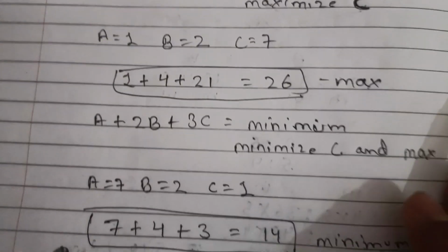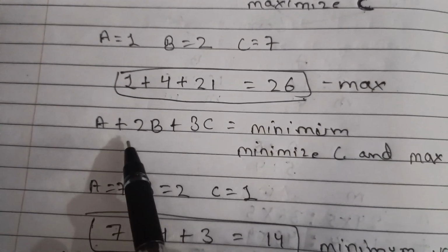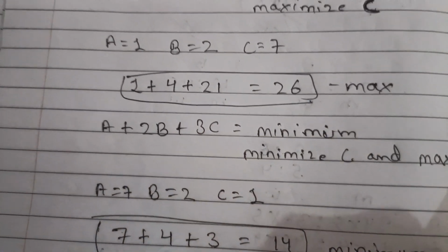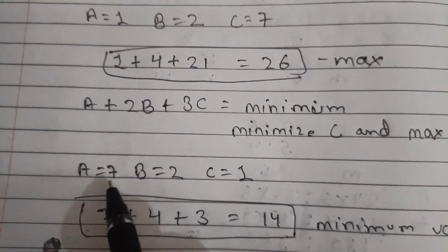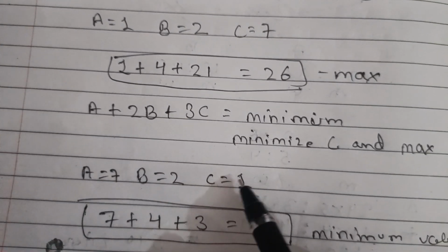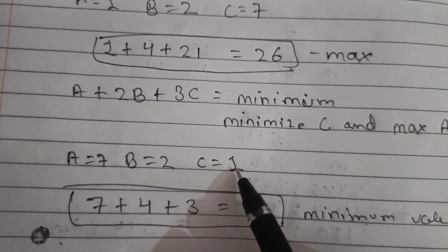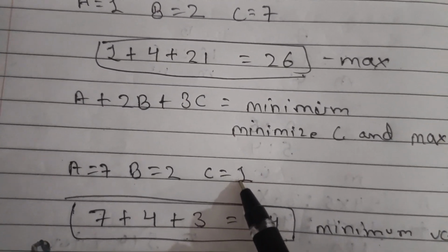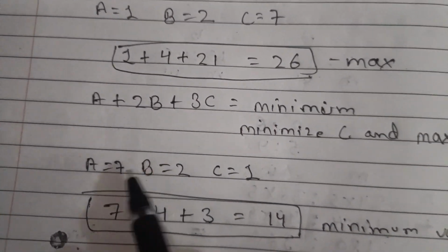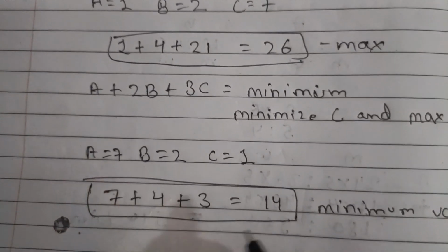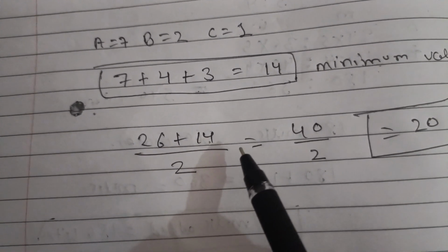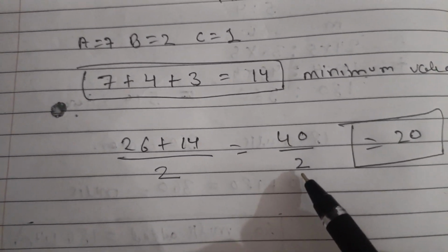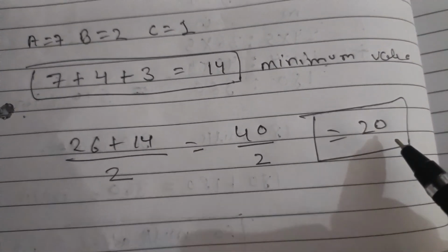If we want the minimum, then we have to minimize the value of A plus 2B plus 3C. So we have to maximize the value of A first and minimize the value of C. If we put 1 in C, 2 in B and 7 in A, we get the minimum value of 14. So 26 plus 14 is equal to 40, and divided by 2 to find the average is 20. 20 is our required answer.